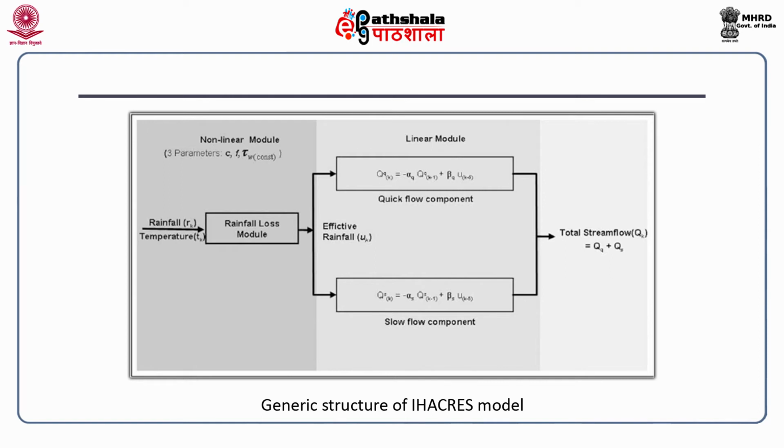It is very clearly explained that this model has certain subcomponents. The first component is the non-linear model. This non-linear model tells us about the rainfall losses. Once rainfall losses are used, we get the effective rainfall. What do we mean by effective rainfall?